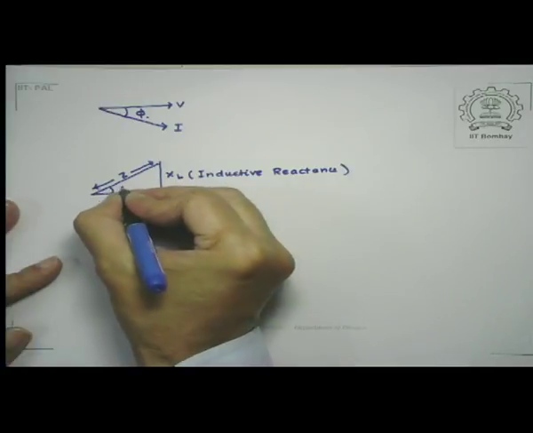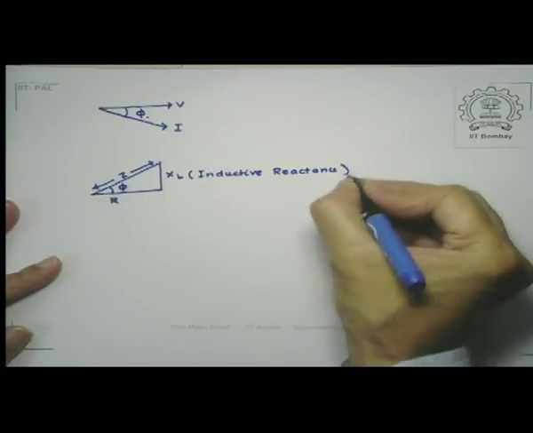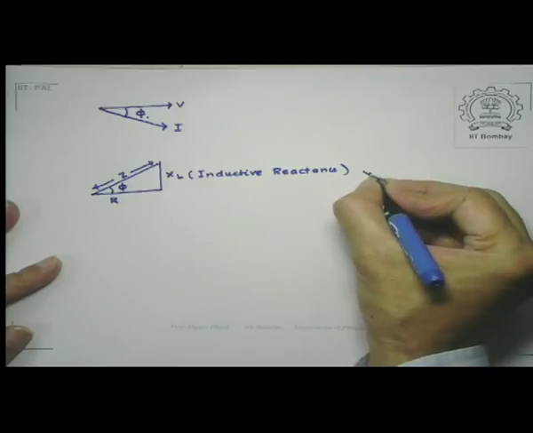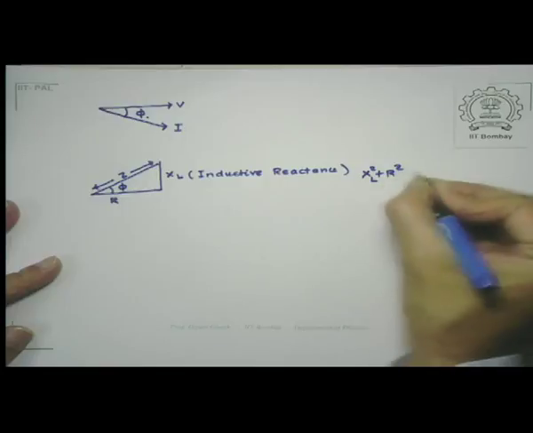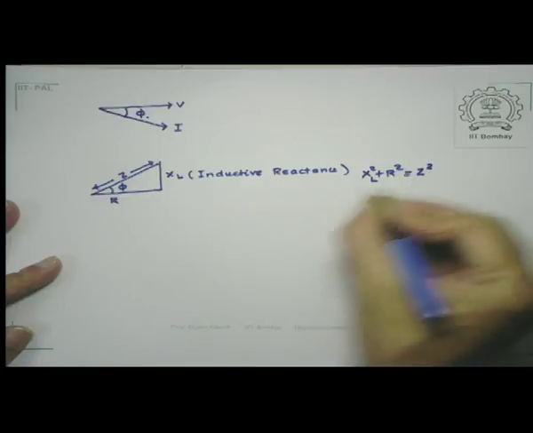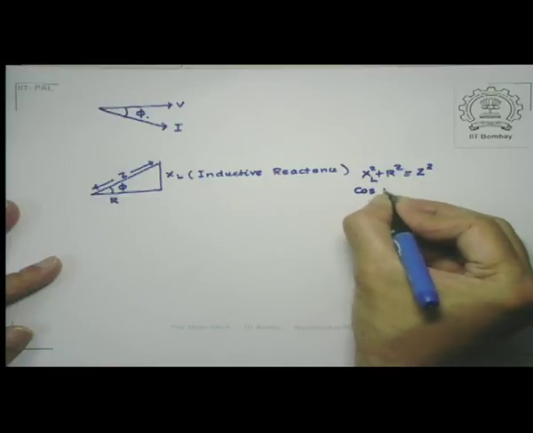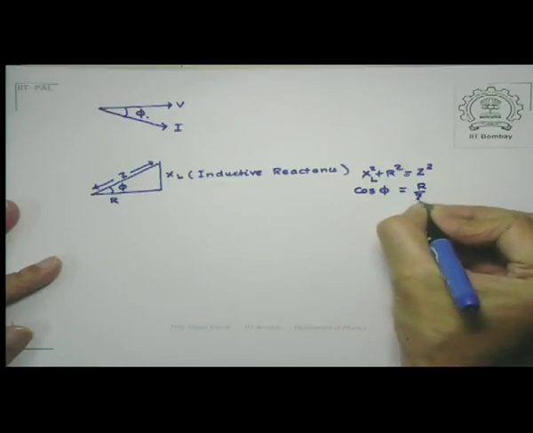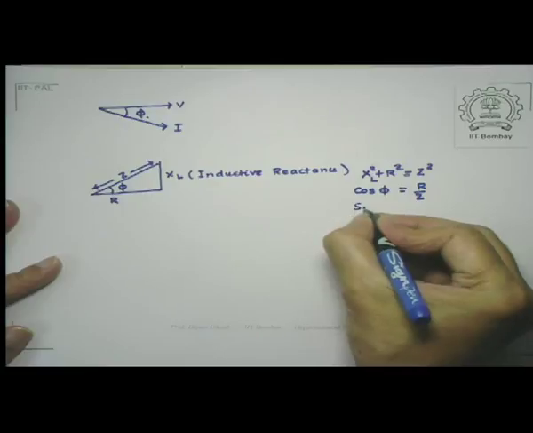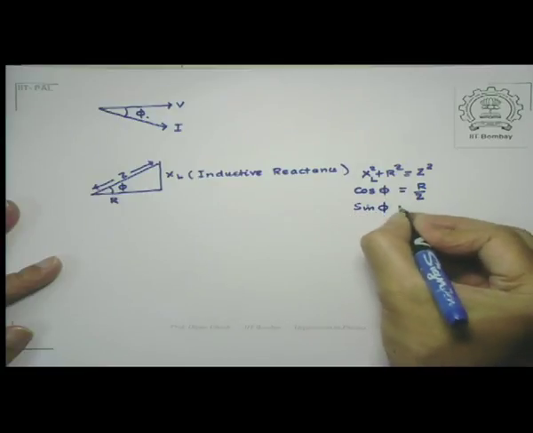And this angle is phi. So therefore, what I have here is XL square plus R square is equal to Z square. Cosine of phi is R by Z. Sine of phi is equal to XL by Z.